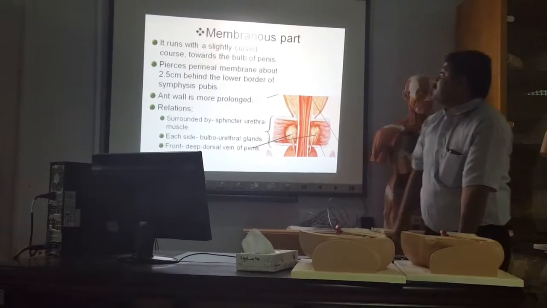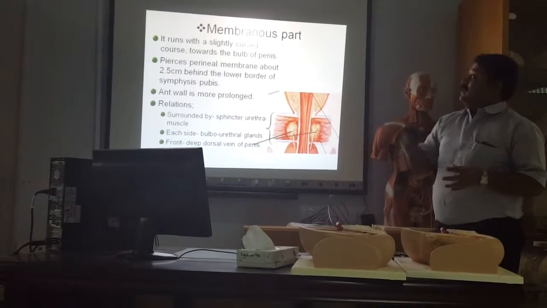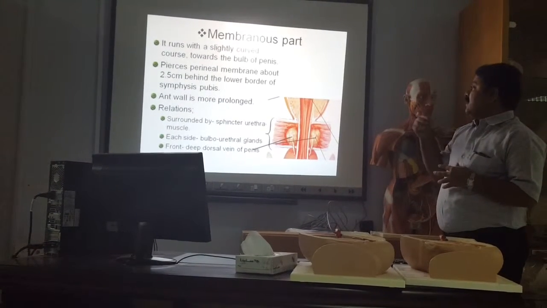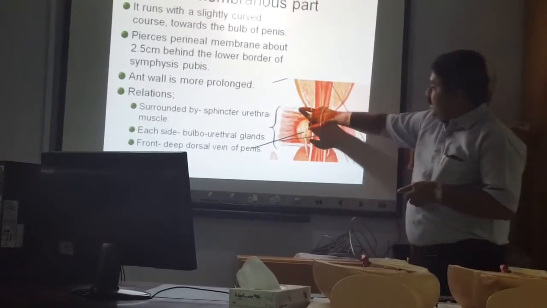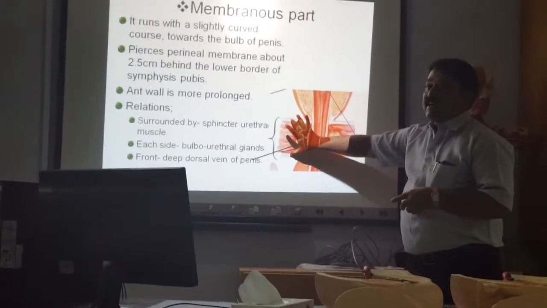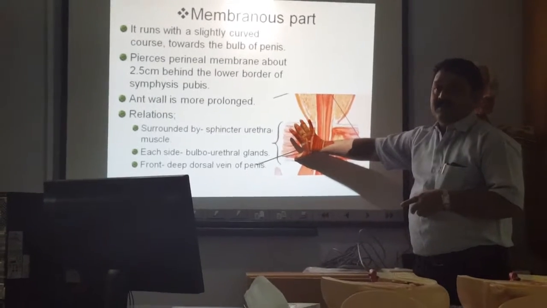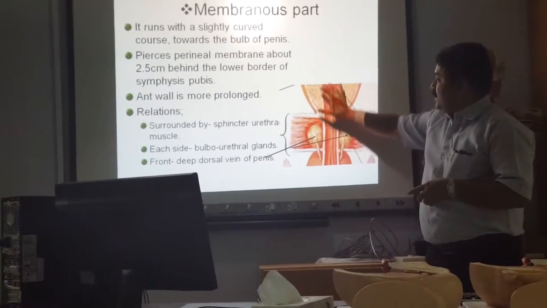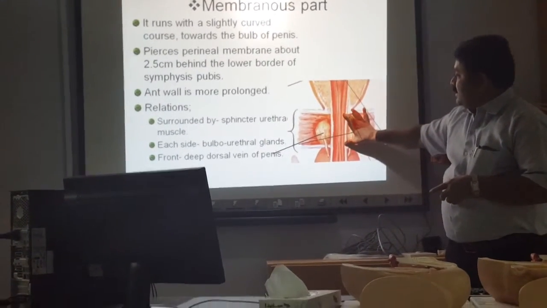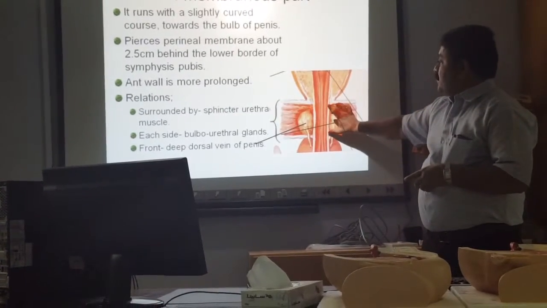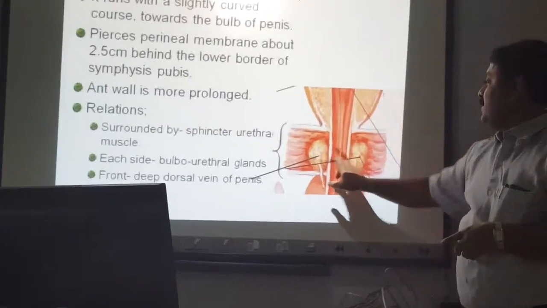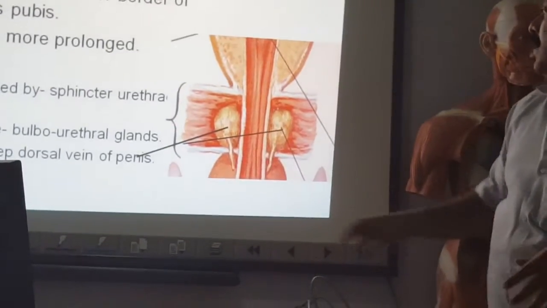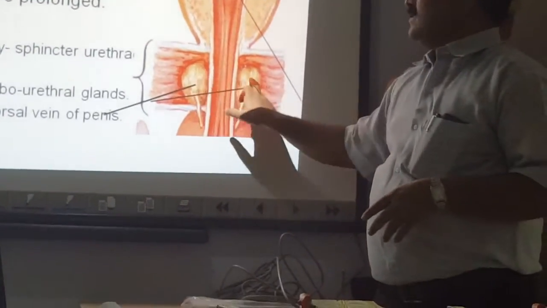Next is the membranous part. It runs with a slightly curved course towards the bulb of the penis. Here is the urogenital diaphragm, and this is the prostate. This part is the membranous part of the urethra. On either side of the urethra, you can see the bulbourethral glands.